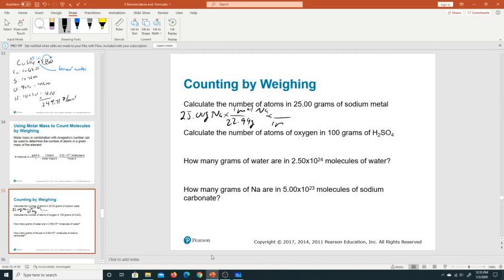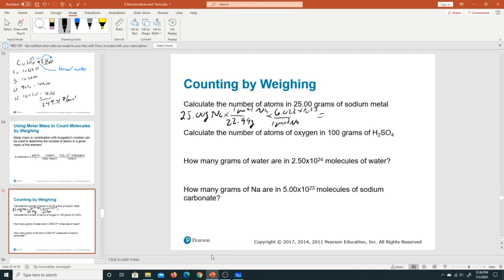Well, 1 mole of anything is 6.022 times 10 to the 23 of that item. Of course, that's going to be atoms of sodium. So 25, divide that by 22.99 times 6.022 times 10 to the 23rd. And we still get a number a little bit bigger than Avogadro's number, because 25 divided by 22 is more than 1. So we actually have more than a mole.